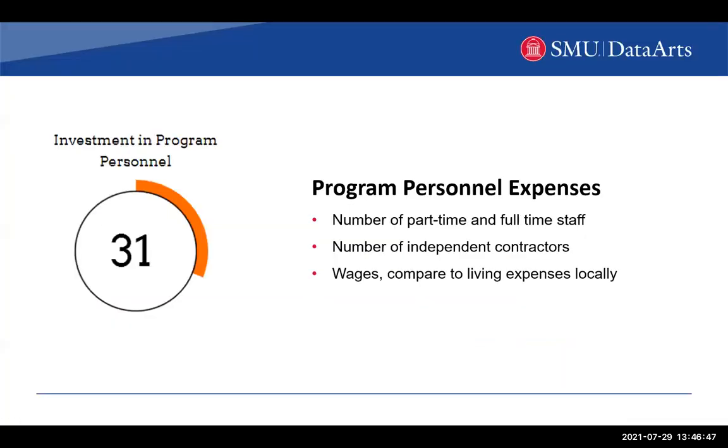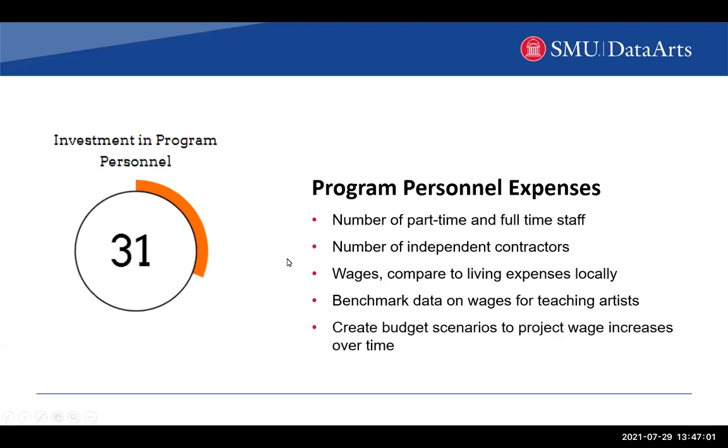They can also look at wages for their program staff and compare them to the living expenses in their city, or they might think about benchmarking data from wages for teaching artists across the country. Often national service organizations could be a great source for data like that. Finally, here it will be very important to work on budget scenarios that project wage increases over time to understand their implications for their broader budget.